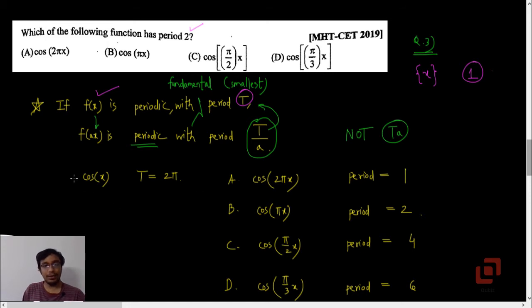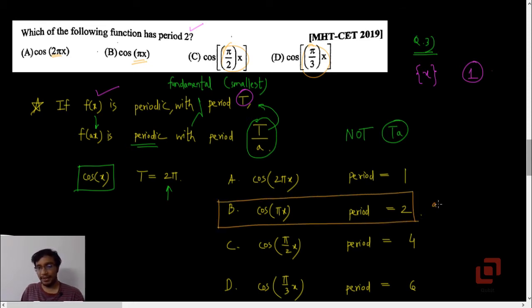Now do you know the period of cos x, the fundamental period? Yes, 2 pi. Now everywhere you have multiples of x, 2 pi x, pi by 2 x, and pi by 3 x. So we have got 4 different values of a: 2 pi, pi, pi by 2, and pi by 3. So you can just use the formula and see which one of these 4 functions gives you the period 2. It is option B.